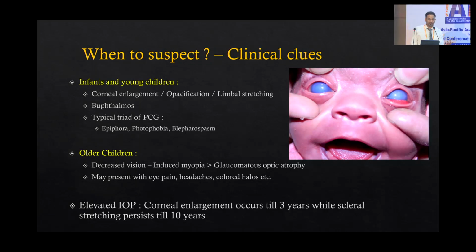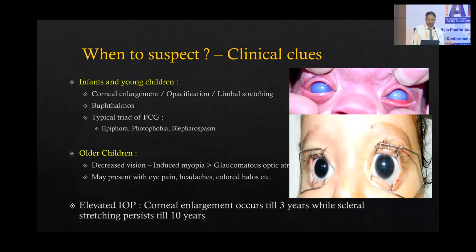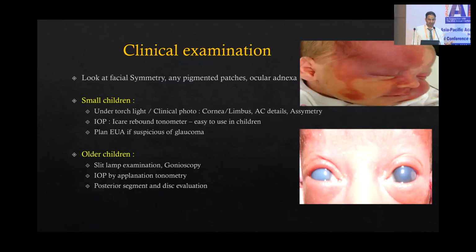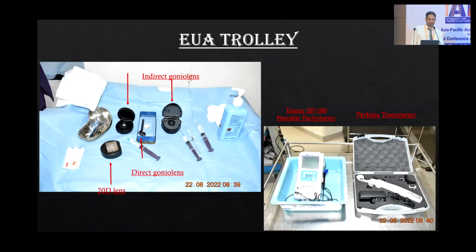So this is the standard picture of primary congenital glaucoma. The child may have steamy white corneas like this, or it may be just large eyes, like in this unilateral primary congenital glaucoma. For other clinical examination, we need to look very carefully at facial asymmetry and any pigmented patches, like in Sturge-Weber syndrome. If the child is small, we can do a torchlight examination or a clinical photograph, which helps in seeing. We can plan EUA for suspicious cases. If the child is older, then slit lamp examination, gonioscopy, applanation tonometry, and posterior segment dilatation, like a standard examination, are required.